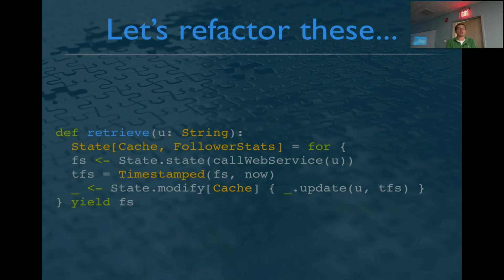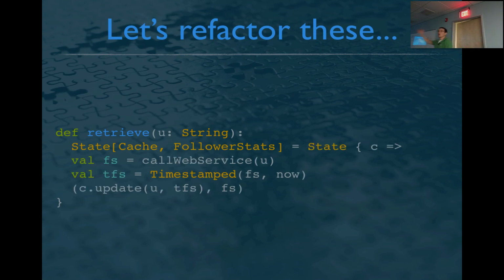When we convert it to a for expression, the first generator has got to be a state. But let's go back. The first thing we're doing in this function is calling a web service, taking the output of that web service, wrapping it into this timestamped value, and then updating the state. Clearly that last part, just updating the state, we could do with a modify. We could do a modify and just call _.update.